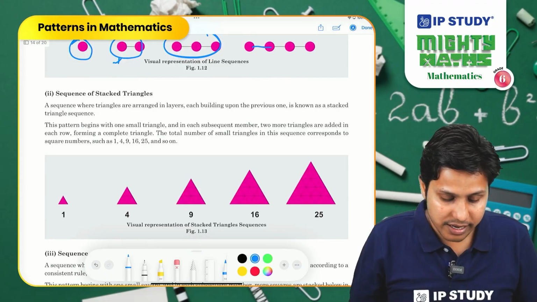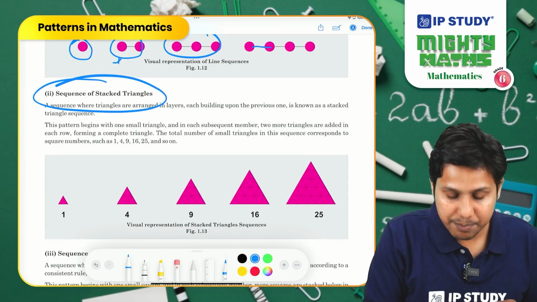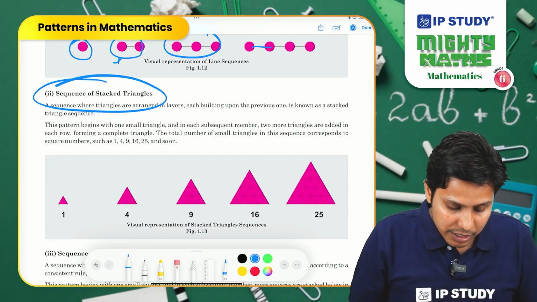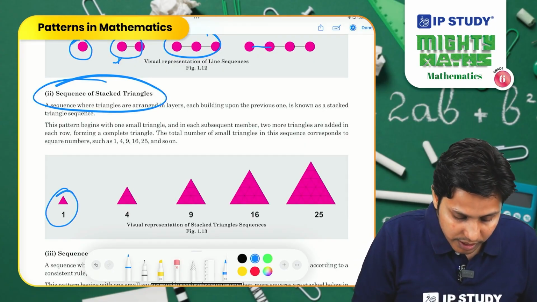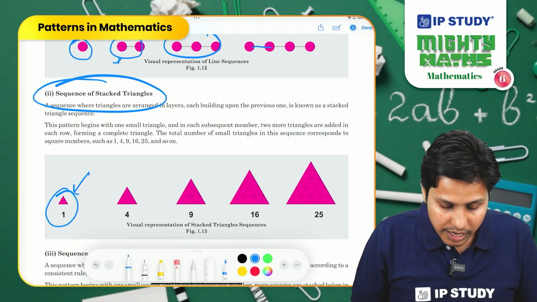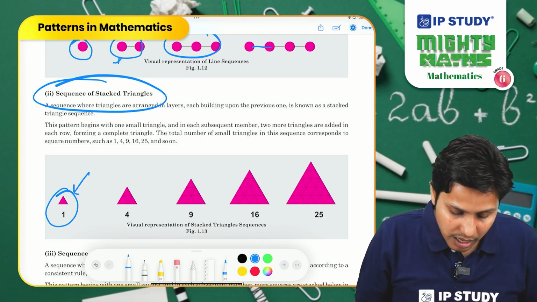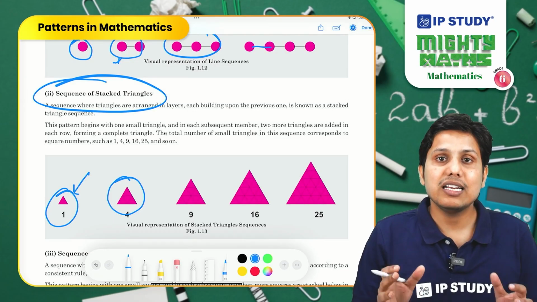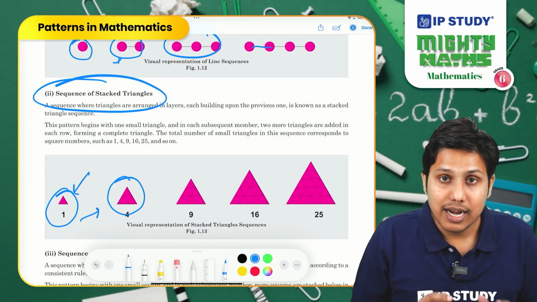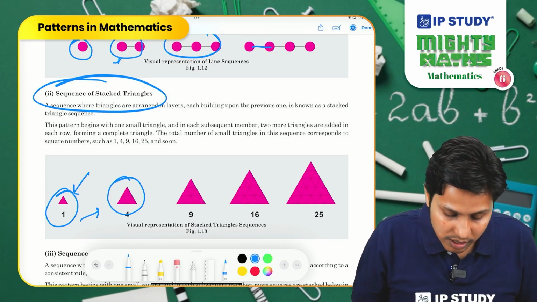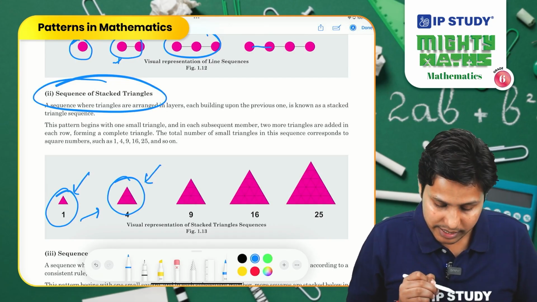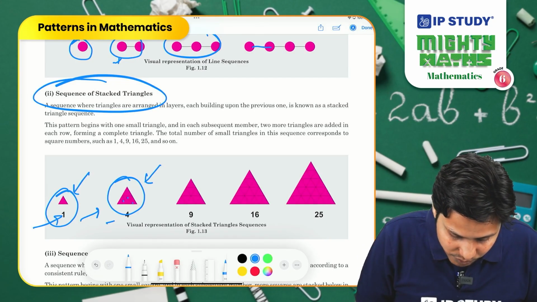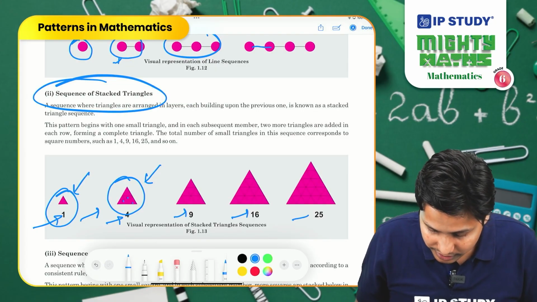Sequence of stacked triangles, the next shape sequence that we have to observe. Here what happens is, we start with 1, which is an equilateral triangle, and with each member a bigger equilateral triangle is made from smaller equilateral triangles stacked together like this, and these stacked triangles form a bigger equilateral triangle, and the number of smaller triangles corresponds to the number sequence 1, 4, 9, 16, 25.